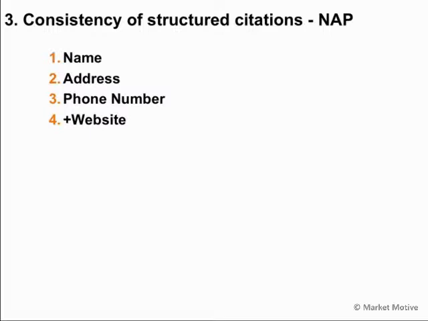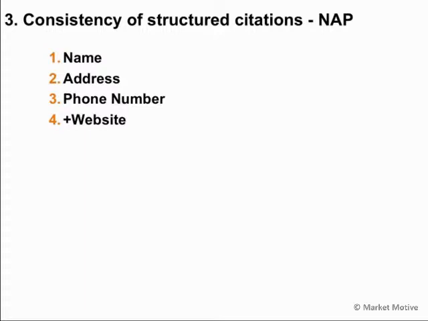You'll hear NAP plus W referred to sometimes, and that's your name, address, phone number, and website. This is such a huge thing. It's fundamental, but you need to have a local address, a local phone number, and your website should list all these things and be consistent as well, and your name should obviously be consistent.